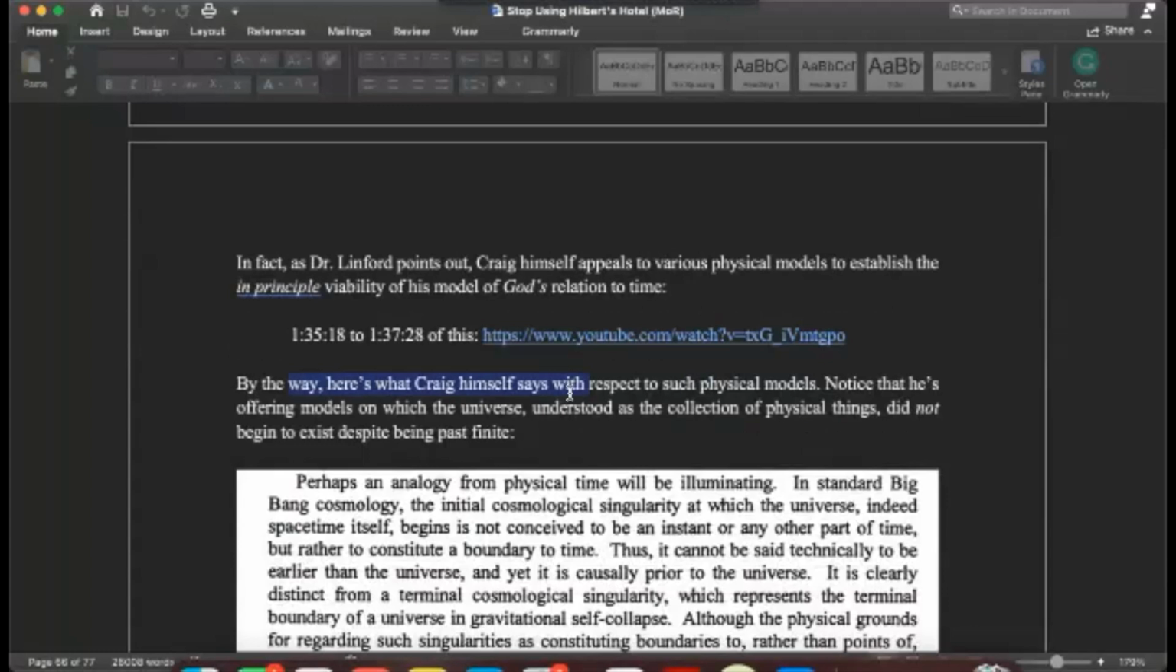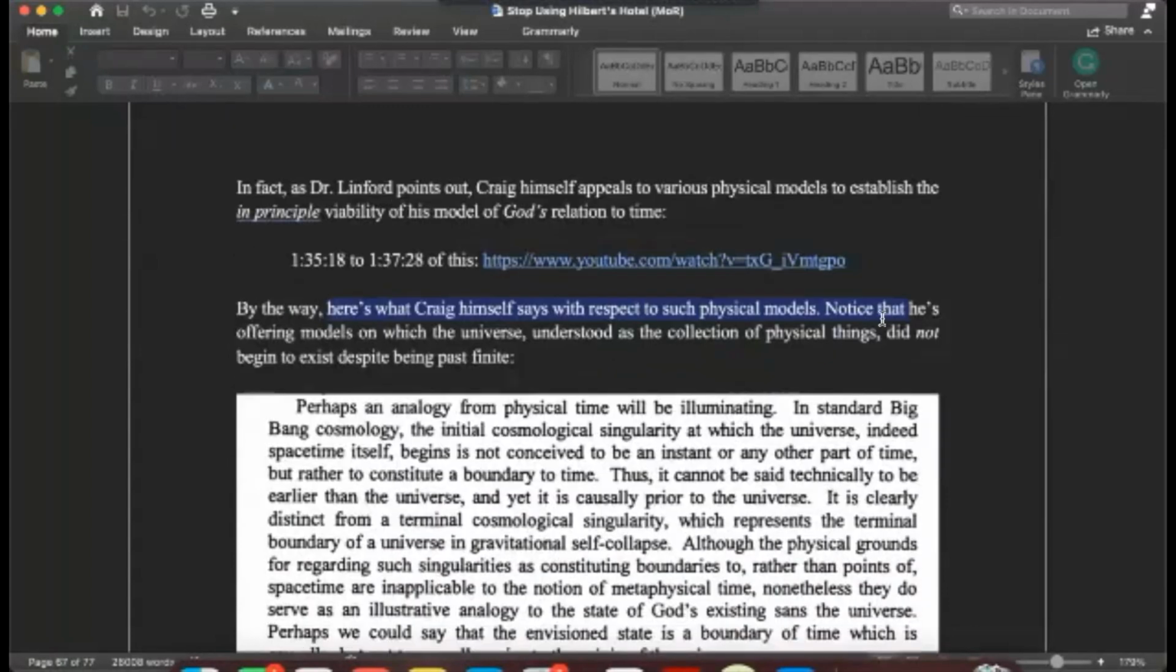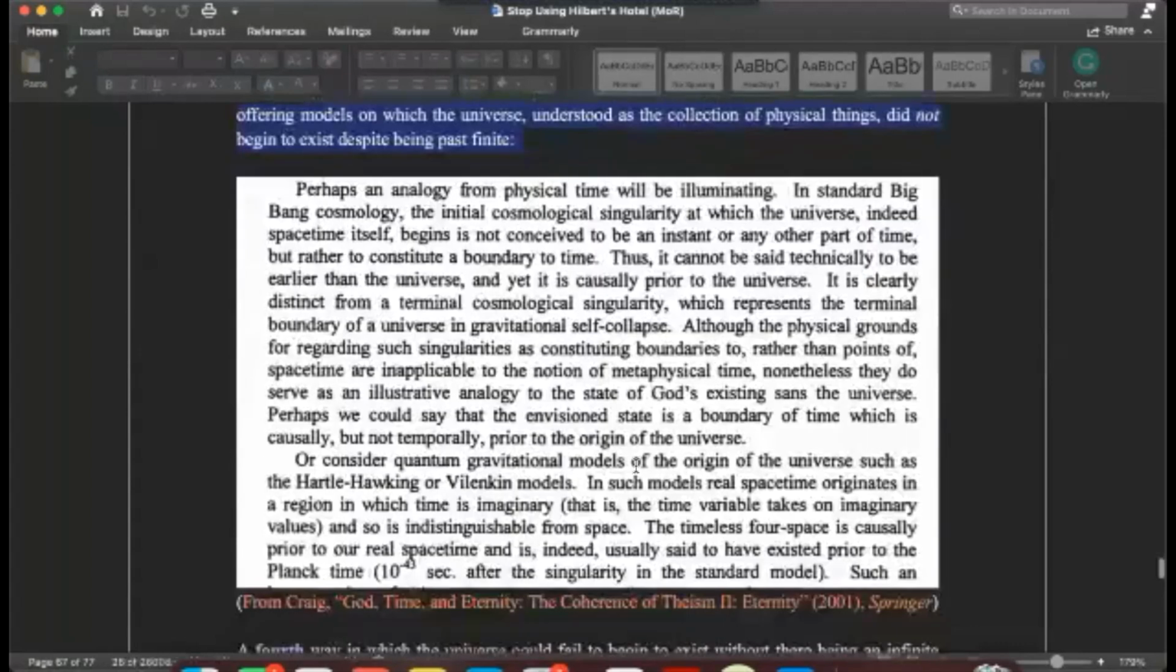By the way, here's what Craig himself says with respect to such physical models. And notice that he's offering models on which the universe, understood as the collection of physical things, did not begin to exist despite having a finite past. So this is Craig himself speaking here, okay? So Craig writes, "Perhaps an analogy from physical time will be illuminating."